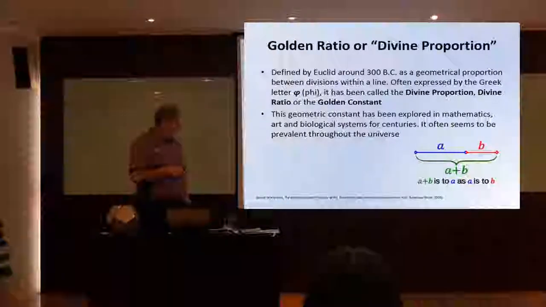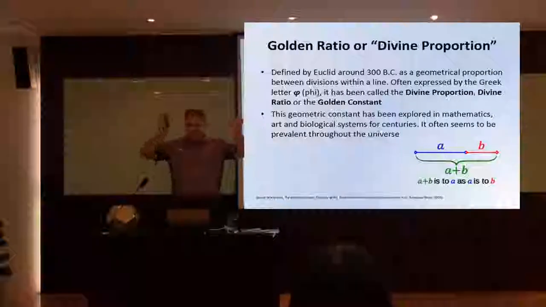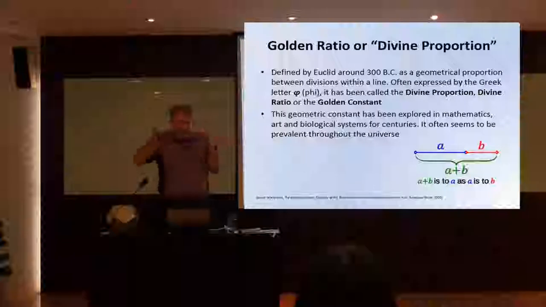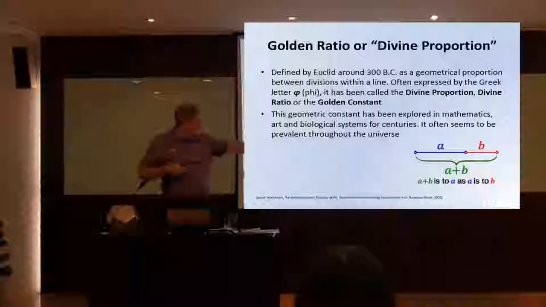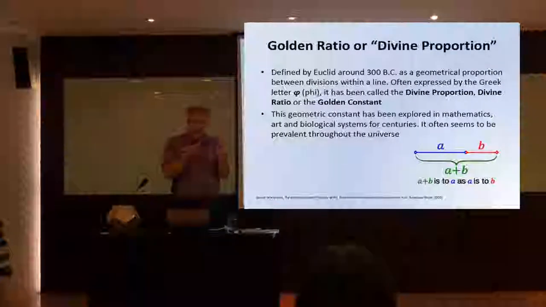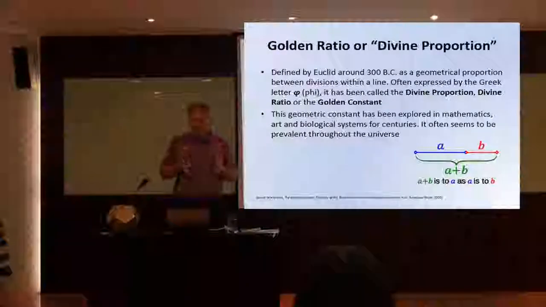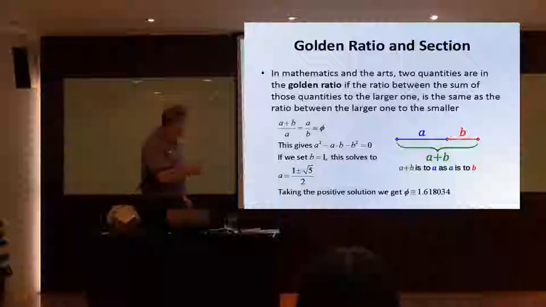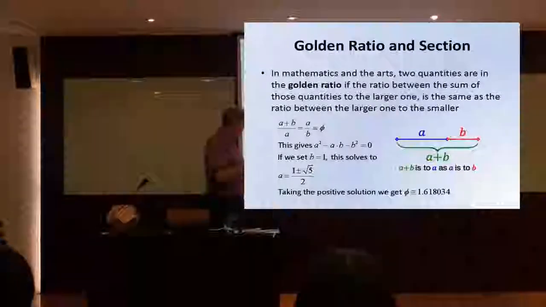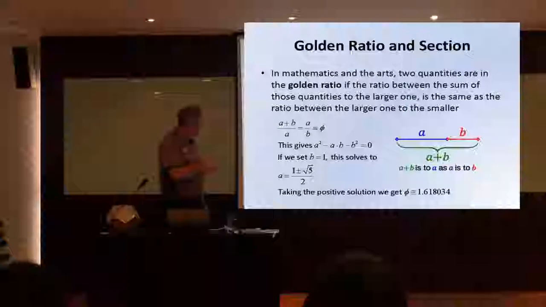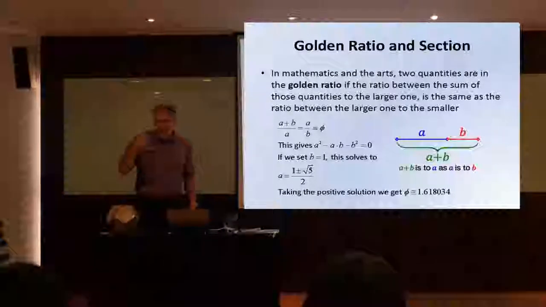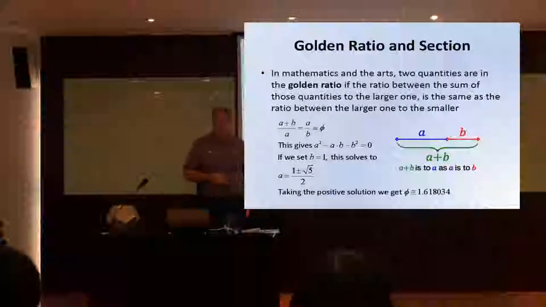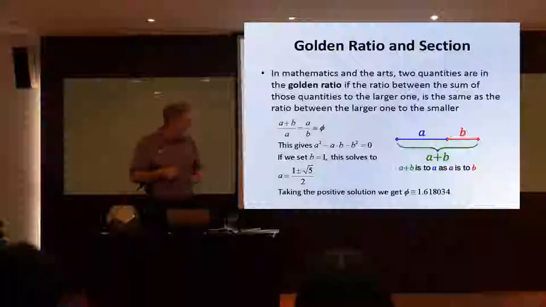It really means A plus B. So you take a line and you separate it in such a way that the sum of the two lengths is to the longer length as the longer length is to the smaller length. Does that make sense or not? It's a special ratio. If you create that ratio, A plus B to A is equal to A over B, you get this ratio phi. I'm going to use that word a lot, phi.